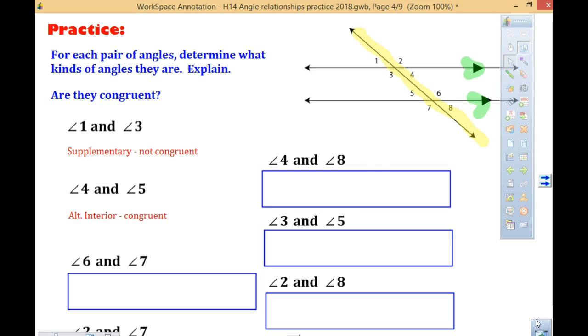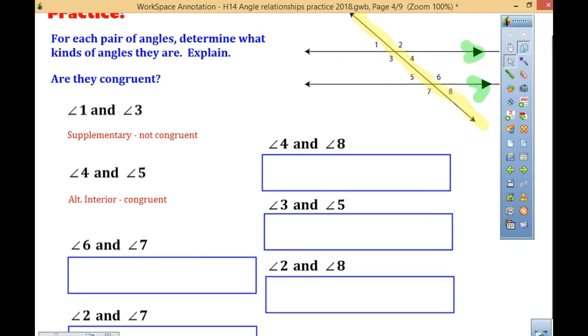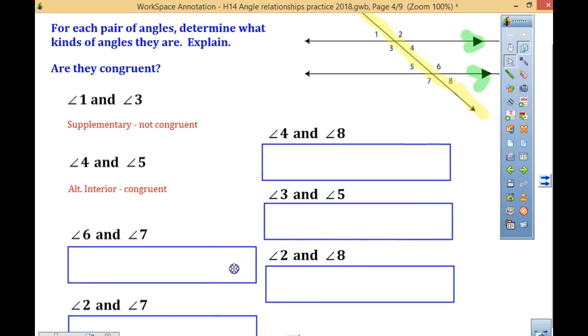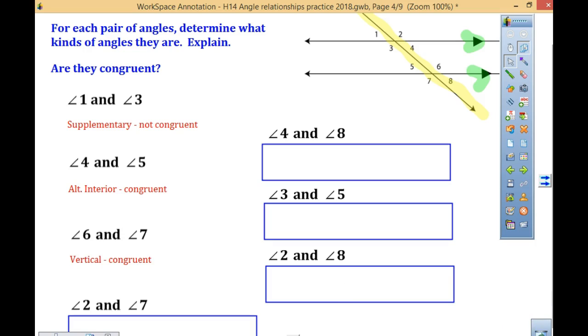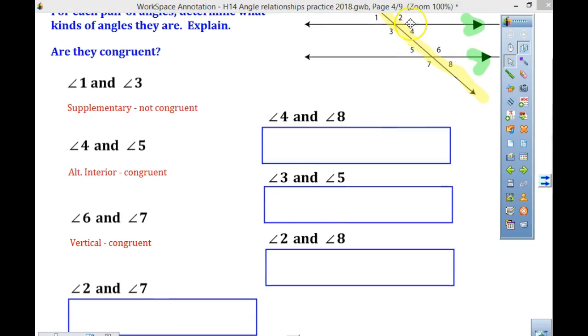Okay? If we look at 6 and 7, from going back last week, 6 and 7 are vertical, which means congruent. 2 and 7, I can already see they are on opposite sides of that yellow line, and they are in the exterior, so they are alternate exterior, which means they are congruent.